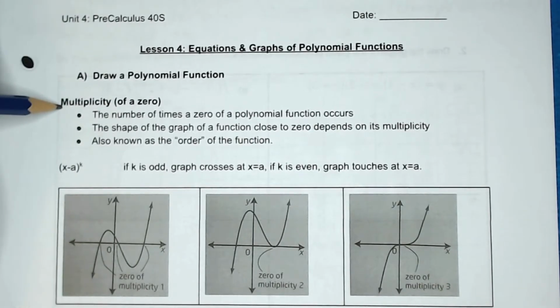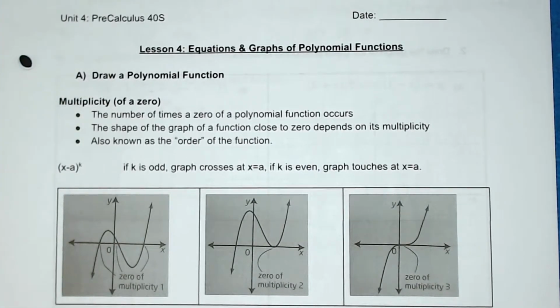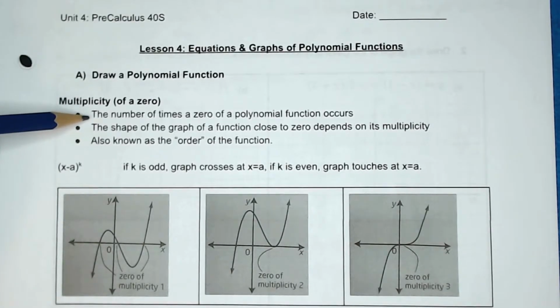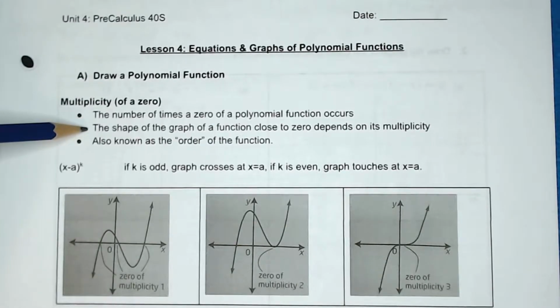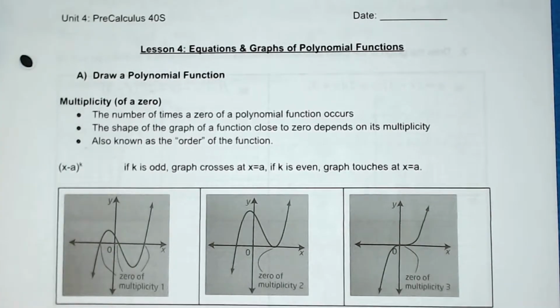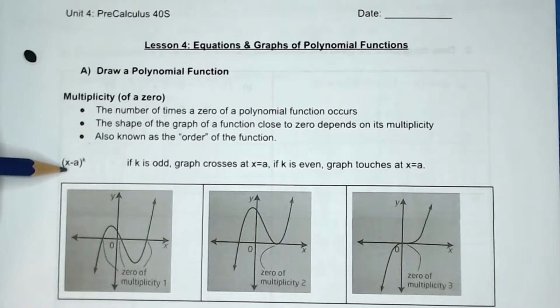When we're talking about the multiplicity, we're talking about the zeros of the graph, or the x-intercepts. So the multiplicity of a graph is the number of times a zero of a polynomial function occurs. The shape of the graph of a function close to zero depends on it, and it's also known as the order of the function. So our general formula for that is (x minus a) to the power of k, or you can sometimes also see it as m for multiplicity.